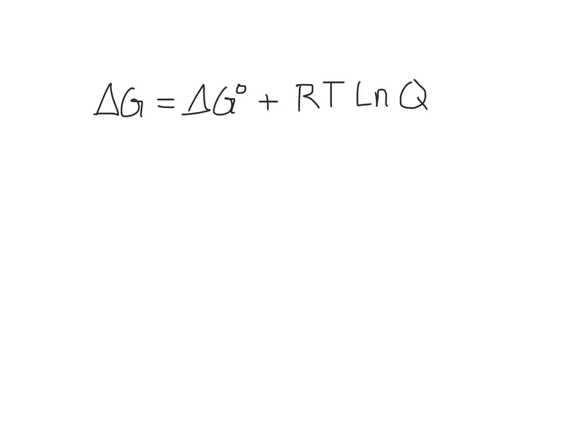The relationship between delta G naught and the reaction quotient is given by this equation. There are two delta G values in this equation. The first delta G value is the delta G at any time. The second delta G is delta G naught. That is the delta G only at standard conditions.